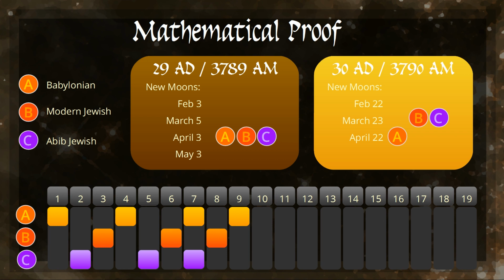The next year, 30 AD or 3790 AM, has a 12-month span ending on March 23. Both the modern Jewish calendar and the Abib-based calendar rules allow for the year to start here and provide for the Passover to occur properly. The Babylonian calendar requires an additional month and so starts on April 22nd.